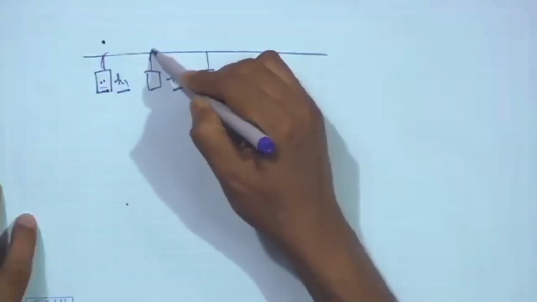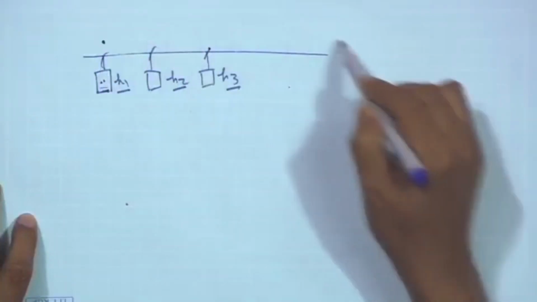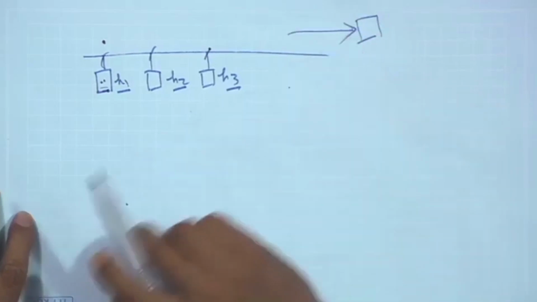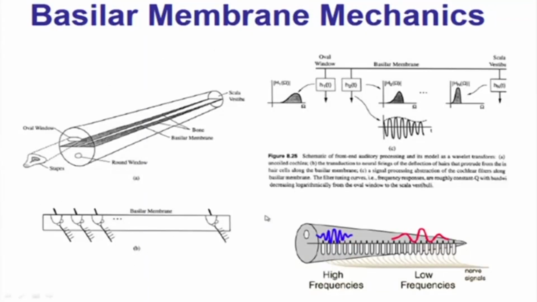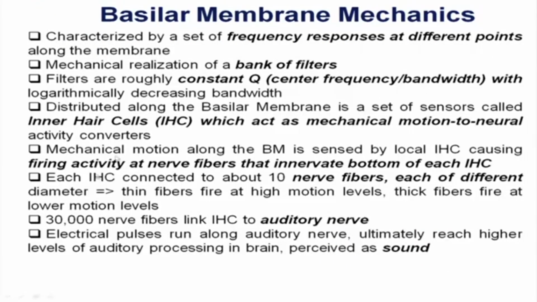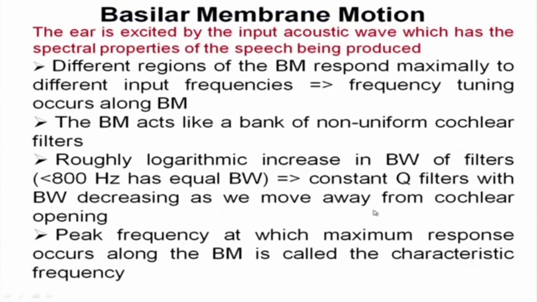Whatever input signal comes passes through a particular band of filter, and the response of each band is the neuron signal, which goes to the central brain system so that it can be processed for human cognition. The mechanism of conversion is the inner hair cell. For each sensor there are about 10 nerve fibers of different diameters. One inner hair cell consists of 10 auditory nerve fibers, and they convert the signal.